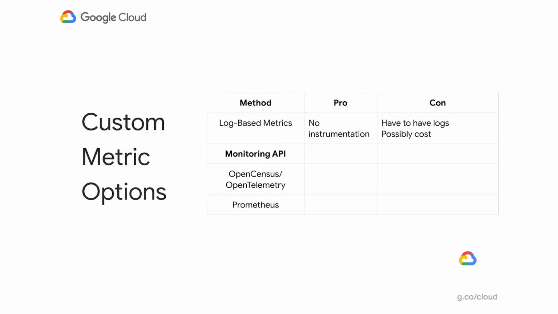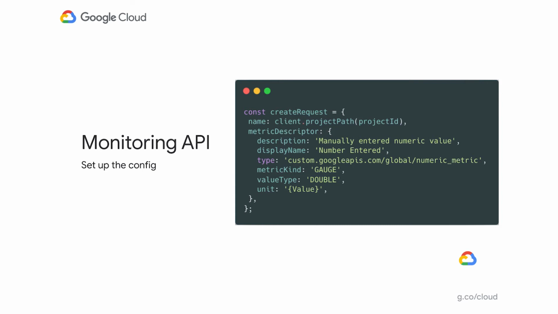Your second option for custom metric telemetry instrumentation may be to use the Monitoring API to create the metrics directly within the monitoring backend. I'm going to walk you through a basic example of how you would do that using Node.js. First, you set up the configuration. This is where you set up what metric you want to write, its type, how you would actually retrieve it, and things like that.